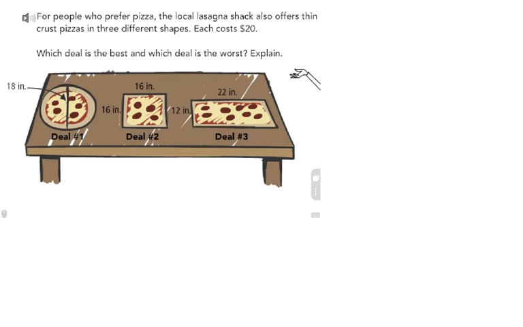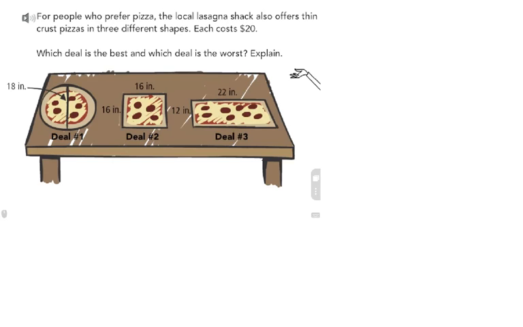This is an example where we will have to compare rational and irrational numbers in order to determine which one is the best deal. So it says, for people who prefer pizza, the local lasagna shack also offers thin crust pizzas in 3 different shapes. Each costs $20. Which deal is the best and which deal is the worst?